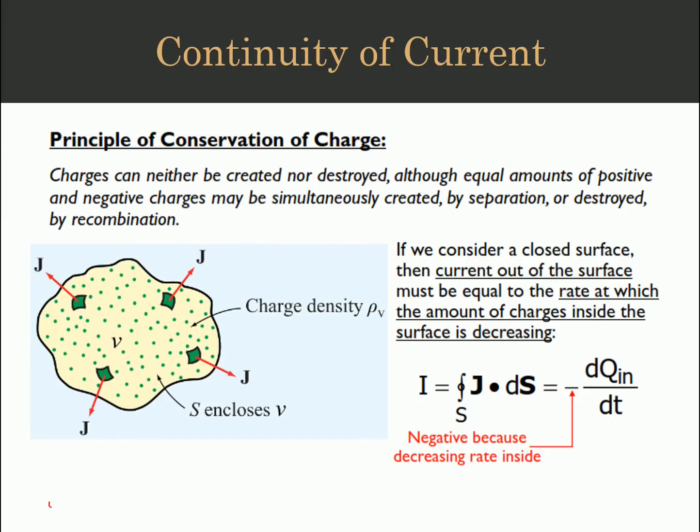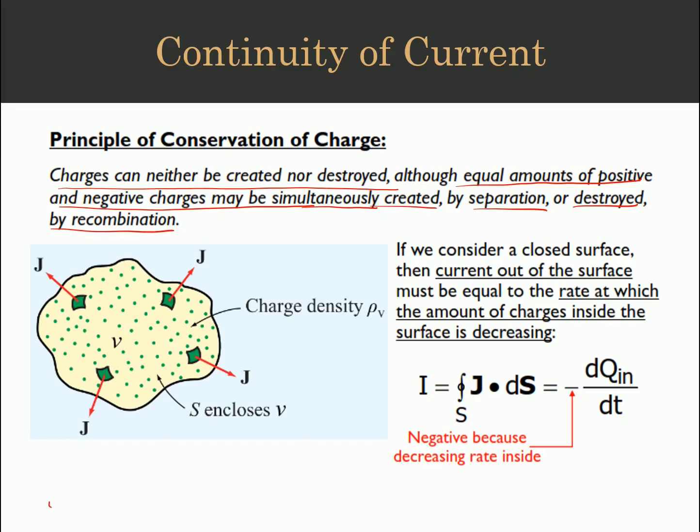Now let us come to the next part of this lecture, and that is continuity of current. To understand continuity of current, we need to revisit the law of conservation of charges. If you remember, charges can neither be created nor destroyed, although equal amounts of positive and negative charges may be simultaneously created by separation among the charges or destroyed by recombination. So this is how the charges behave.